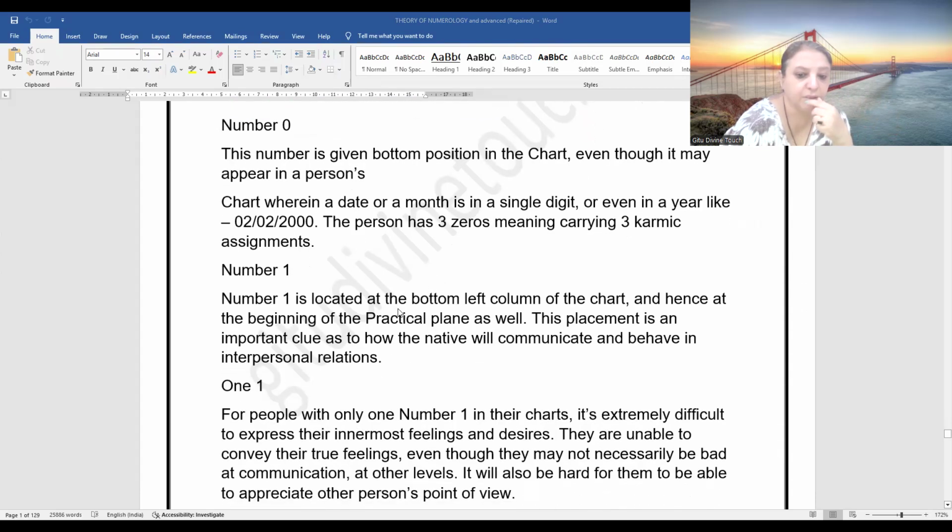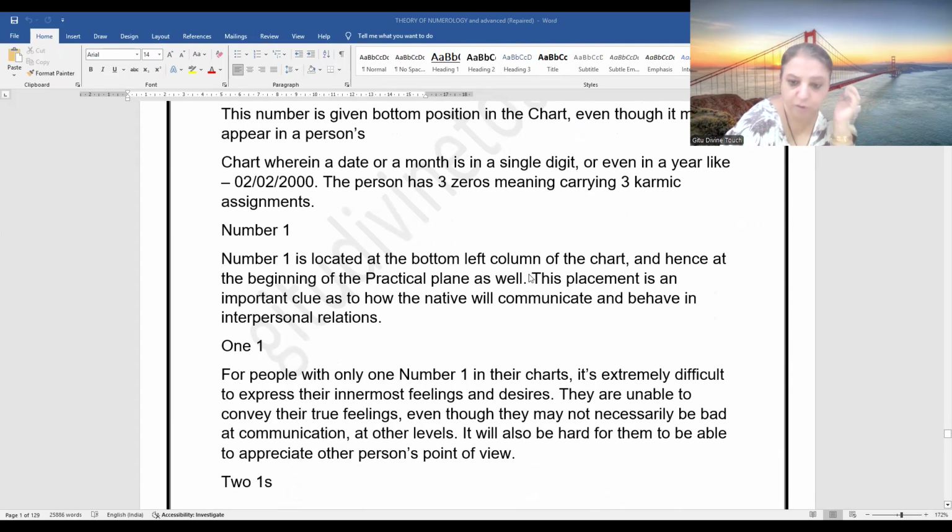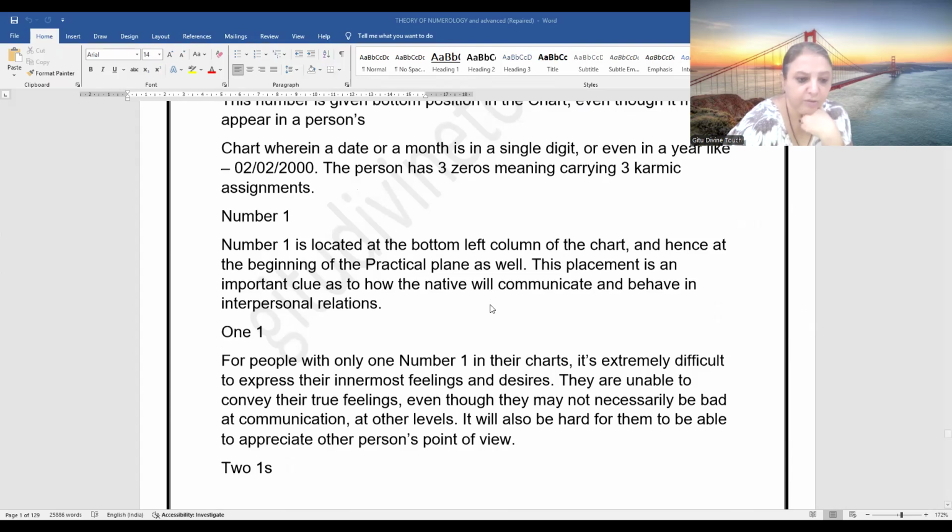Now, number 1 is at the bottom left column of the chart, and hence at the beginning of the practical plane as well. This placement is an important clue as to how the native will communicate and behave in interpersonal relations. It is located at the bottom center of the chart.